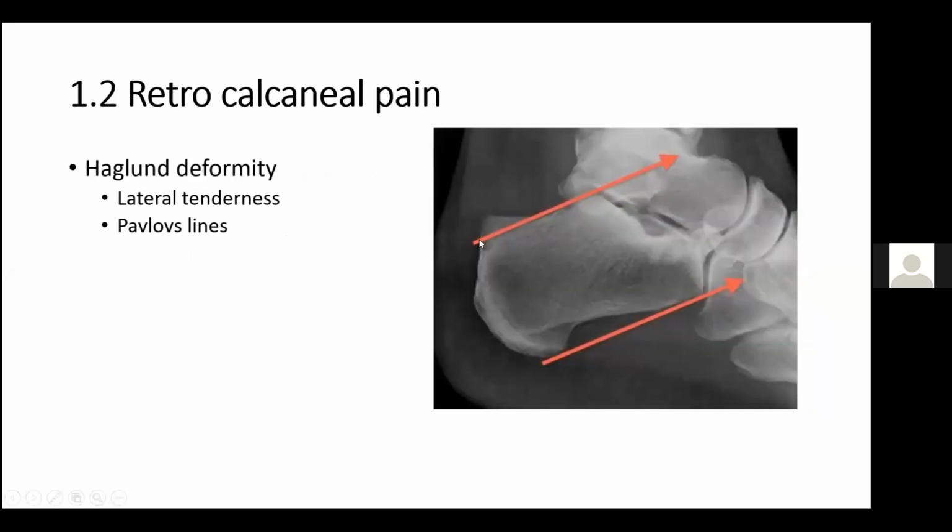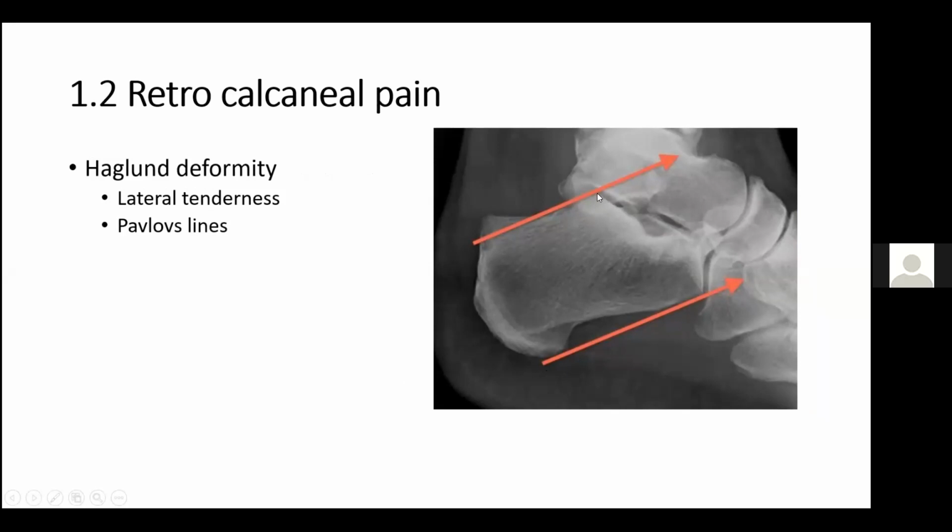So this is the Haglund deformity that I was talking about. How do we define this Haglund deformity? Anything that is prominent doesn't mean that it's Haglund deformity. So that is defined by this Pavlov's line. You mark the inferior tuberosities, anterior and posterior tuberosities, and connect it with a single line.